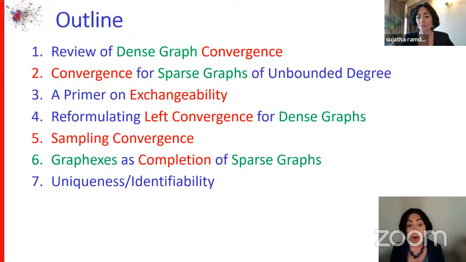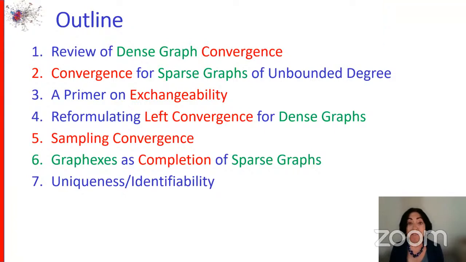I'll start off with a primer on exchangeability, then I will reformulate what we call left convergence for dense graphs, so going back and redoing what we had done previously in the earlier parts of the lecture. I'll define something called sampling convergence and show how these new objects, graphexes, are completions of sparse graphs. Then I'll mention the identifiability problem and how we solve it.